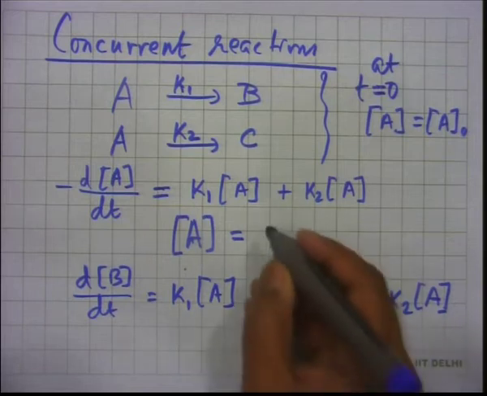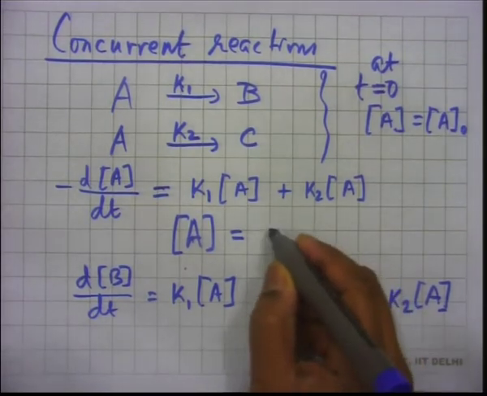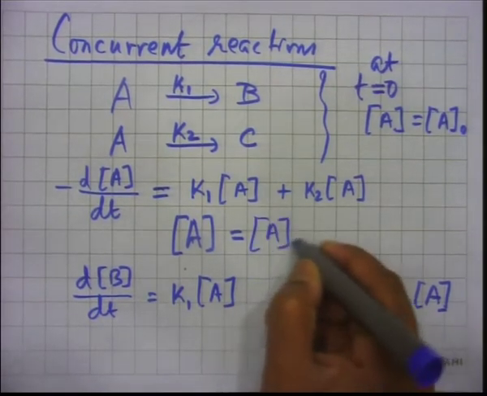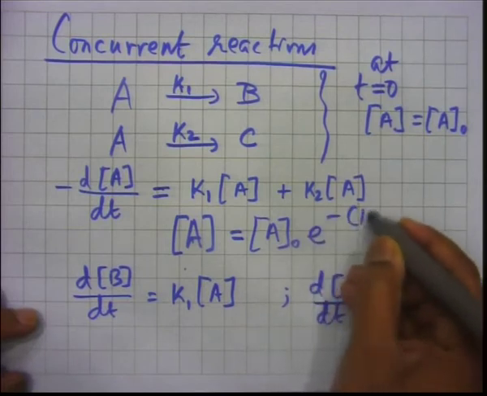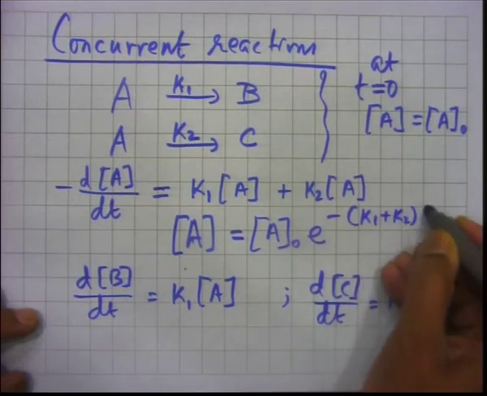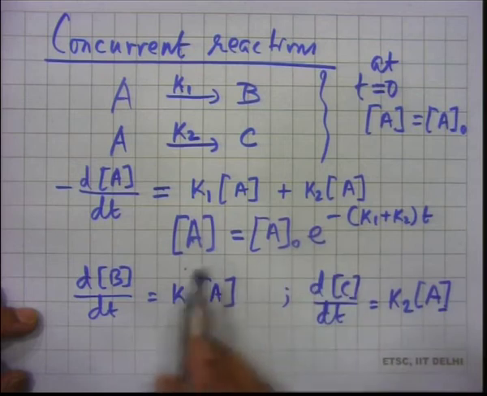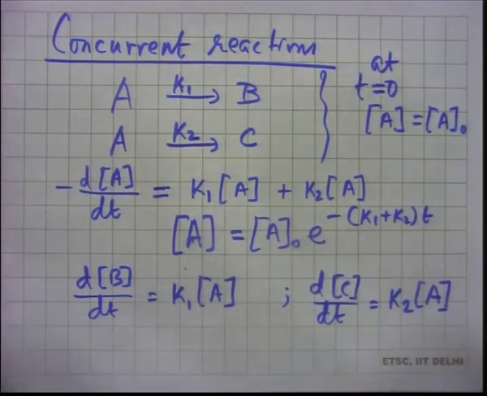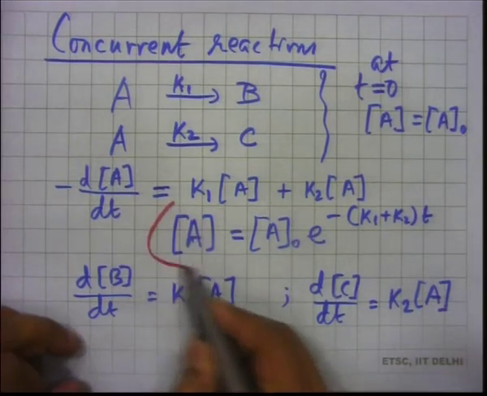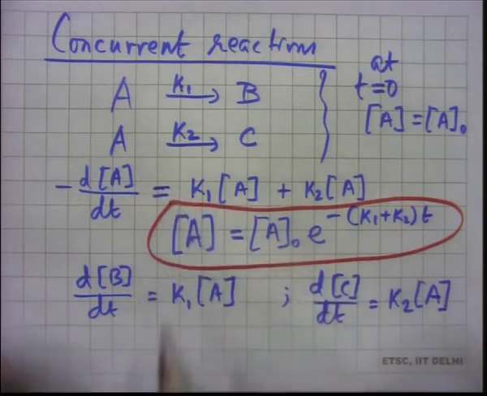So, what is A now? A will be A naught into e to the power minus (k1 plus k2) into t. That is very easy to see. So, that means the concentration of A will decay exponentially. So, that is good.